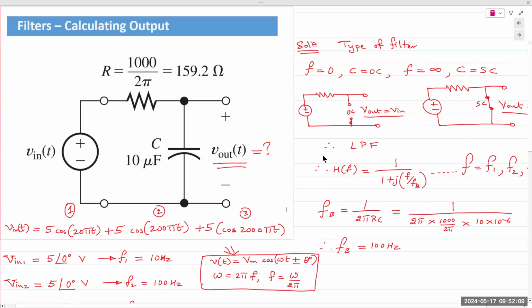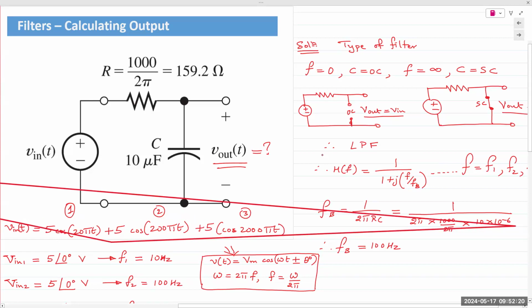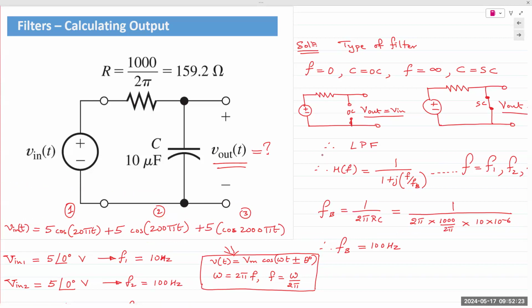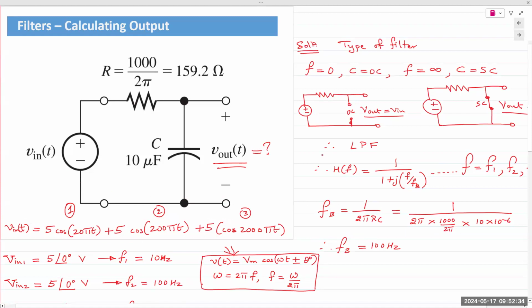Now, the question being asked here is, V in of t is given by this expression. Similar to the problem that we solved earlier. V in of t is given as 5 cos of 20 pi t plus 5 cos of 200 pi t plus 5 cos of 2000 pi t. So we did the analysis right here.